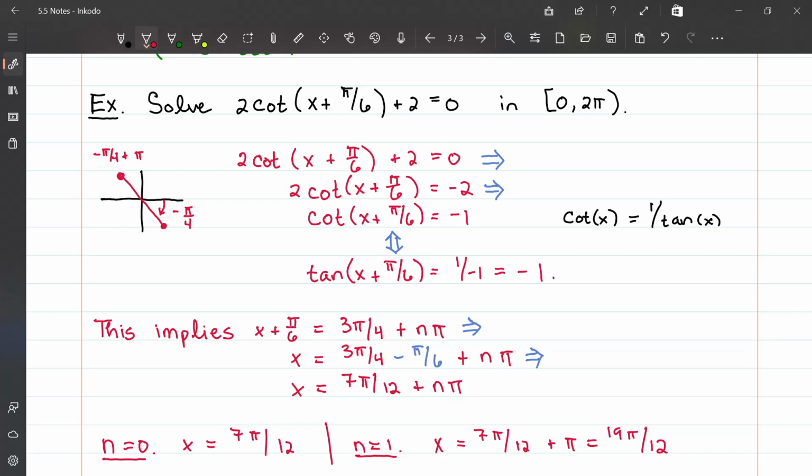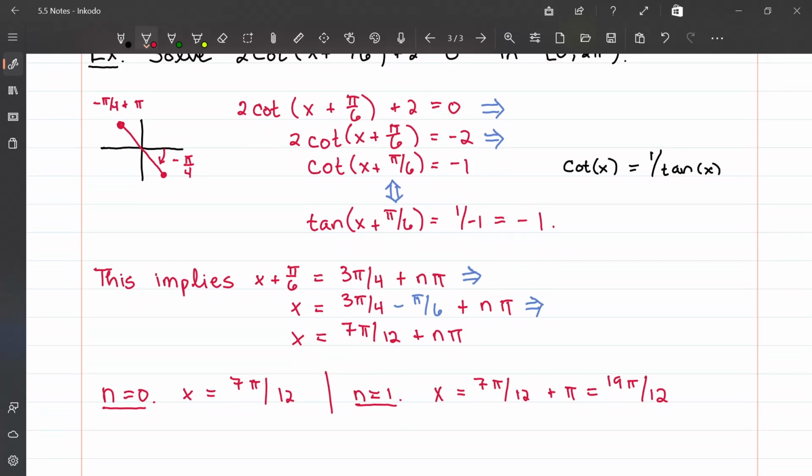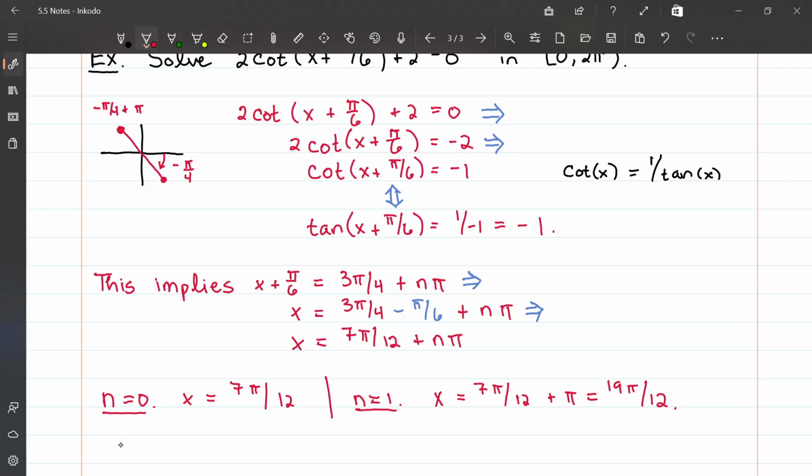Okay, everything looks good, so now we're just going to scroll down and we're going to say the solution set for us will therefore be 7 pi over 12, comma, 19 pi over 12, and this concludes the problem.